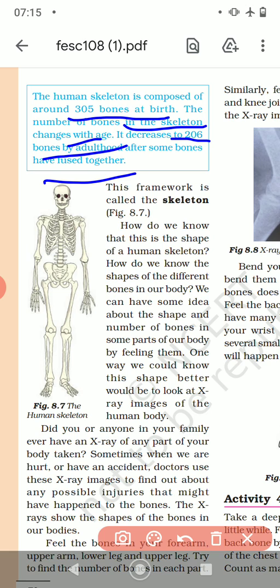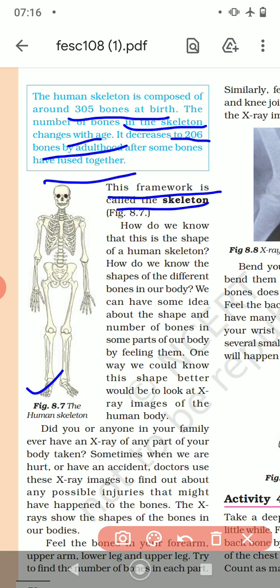So initially there are 305 bones. Now see, it's just 99 bones more. When a child or baby is born, they are born with 305 bones. Later they fuse together, and till adulthood it becomes 206. Right? So this framework is called the skeleton. The framework comprises 206 bones in adulthood. It makes the framework, and this framework is called the skeleton.